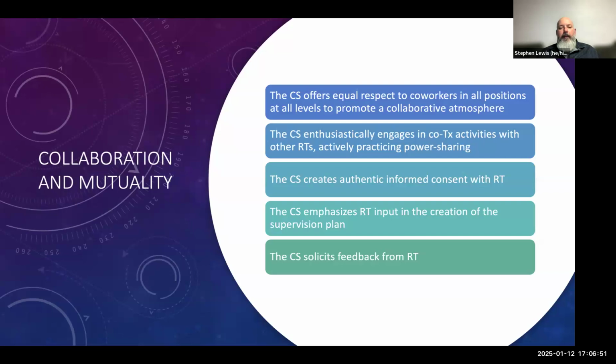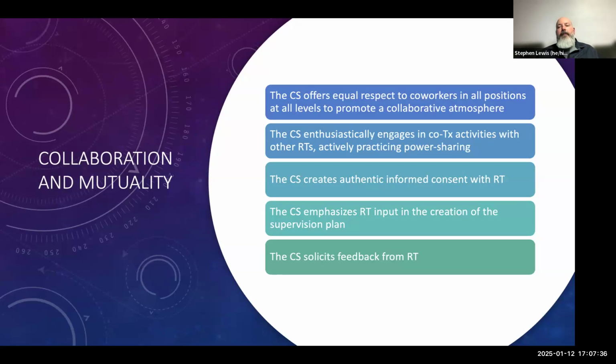Which has some crossover with collaboration and mutuality. The clinical supervisor offers equal respect to coworkers in all positions at all levels to promote a collaborative atmosphere. We enthusiastically engage in co-treatment activities with other RTs, actively practicing power sharing during that process. The clinical supervisor creates authentic, informed consent with the rec therapist, so they really know what they're getting into with the clinical supervision process, no matter what part it is. The clinical supervisor emphasizes RT input in the creation of the supervision plan. And again, we want the supervisee to drive this as much as possible.